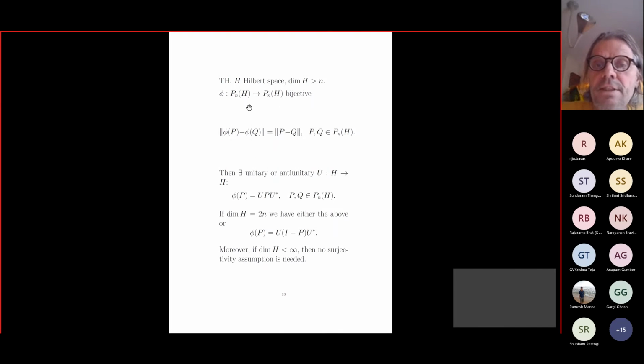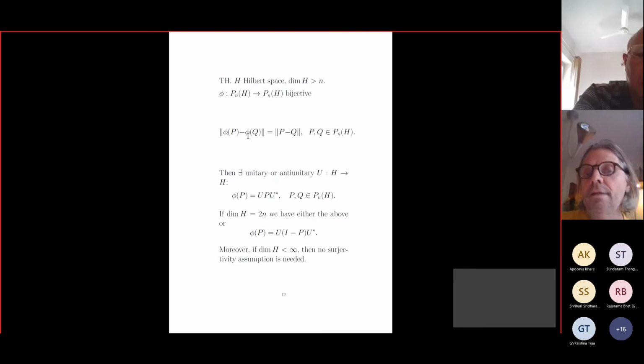We have a Hilbert space. We have a fixed positive integer n. We have a bijective isometry on the set of all projections of rank n. And the conclusion is that this map has to be of a standard form. This is the conclusion, not exactly.